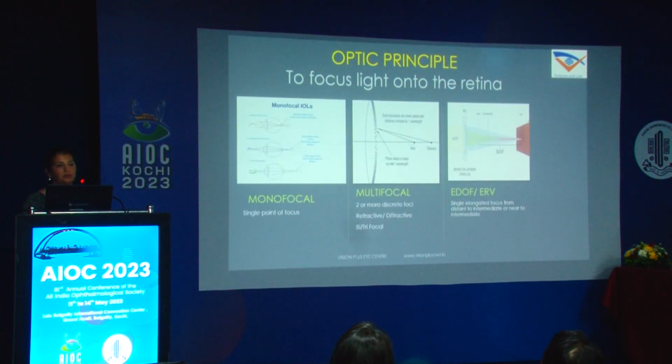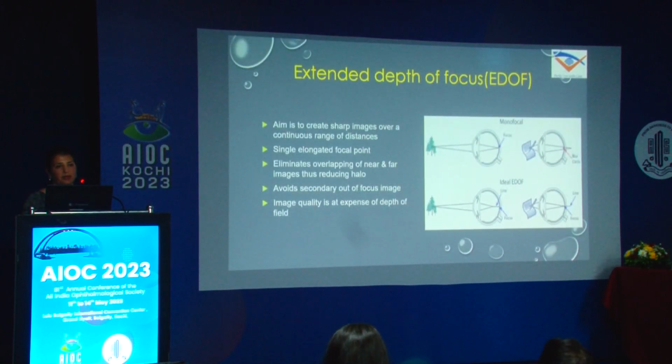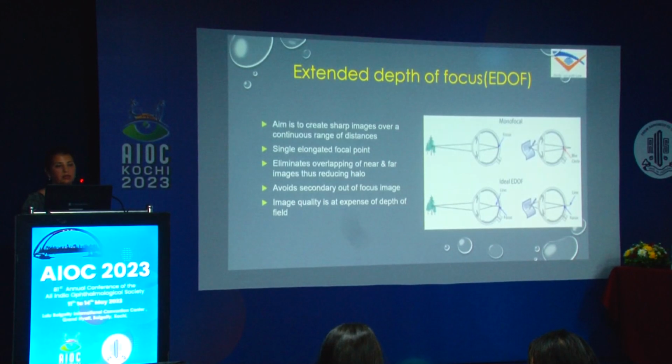We know these optic principles about how monofocals work and how you get a blur if you're looking at anything near or intermediate. Multifocality has also been spoken about by Dr. Anita, so I won't go into it. But the EDOF lenses, basically, they work on an elongated focus rather than discrete foci. They have an elongated focus, and so they give a more natural vision. So the aim is that you get a sharp, good image over a continuous range of distance. So the overlapping images that you get in multifocal lenses are avoided, and so the halo and glares is less.